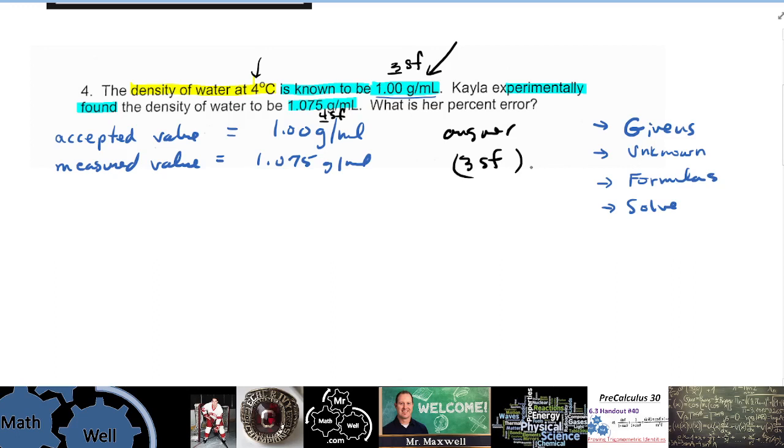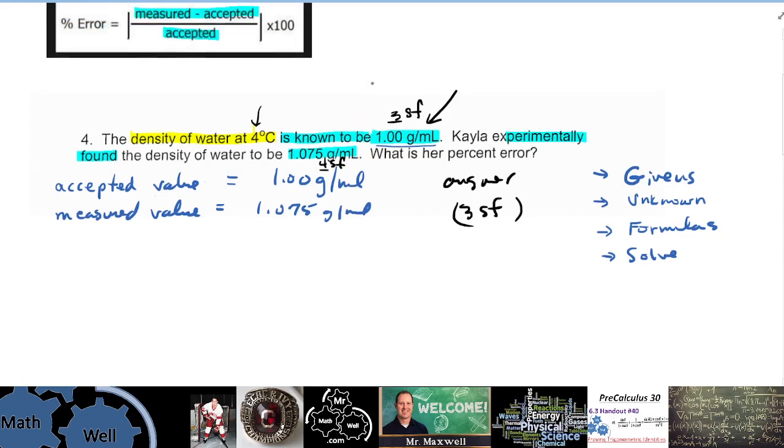All right, so let's bring back our formula here into view. So the percent error is what we're looking for. So percent error is the absolute value of the measured, 1.075. And you don't have to use your units in here in the formula, of course. As long as your units are the same, you're good to go. Minus 1.00. Now, which number do I put on the bottom?